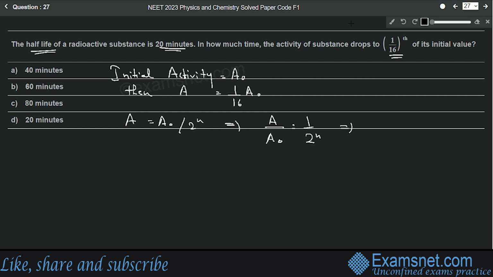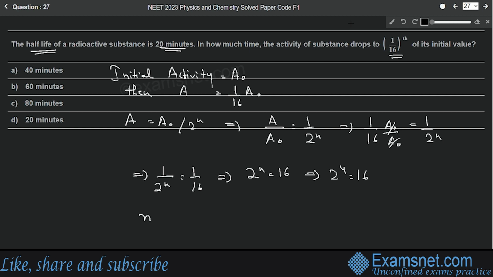And A is equal to 1 by 16 times A naught. Okay. So 1 by 16 times A naught, and here we have A naught on the denominator side as well, will be equal to 1 by 2 to the power n. Okay, A naught cancels. So 1 by 2 to the power n is equal to 1 by 16. That means 2 to the power n is equal to 16. So what will be the value of n? n will be 4, because 2 to the power 4 is equal to 16, right? So n equals 4. And what is n? n is the number of half-lives. Okay, number of half-lives. So total how many half-lives are there?